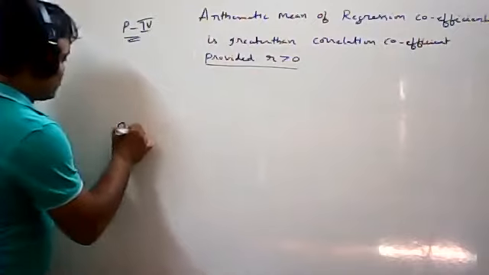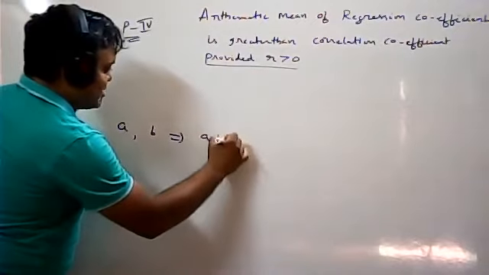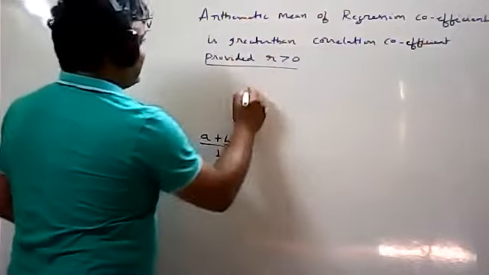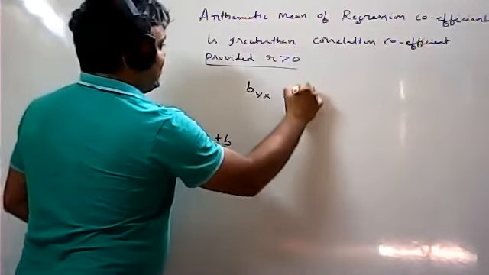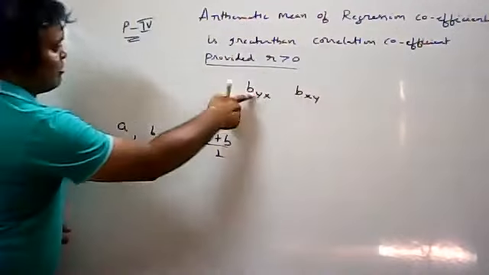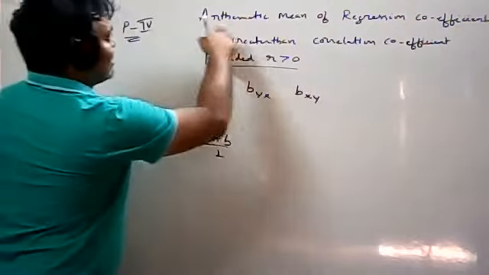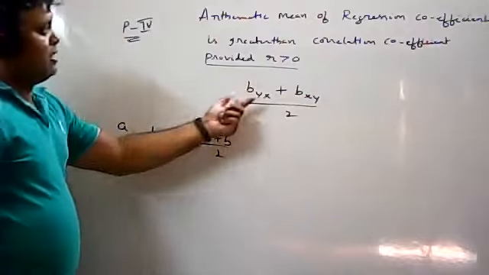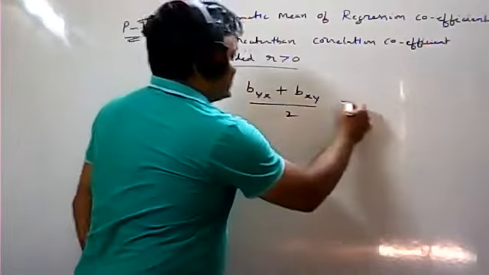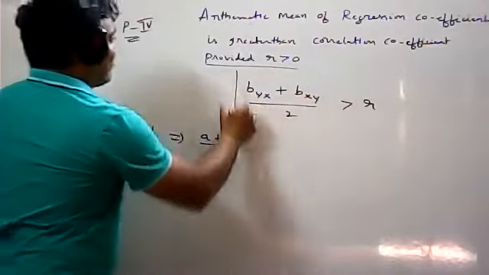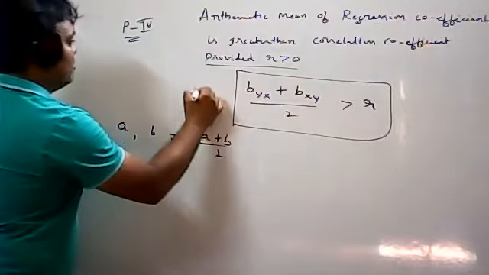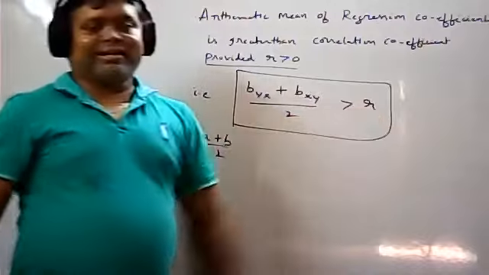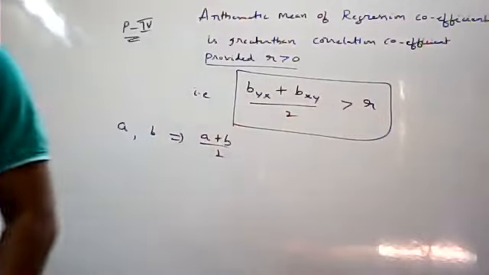So all of you know, a and b are two values. How to calculate the arithmetic mean? (a plus b) by 2. So how many regression coefficients are there? Regression coefficients byx and bxy. So in place of a we have byx, in place of b we have bxy. Arithmetic mean of regression coefficients means (a plus b) by 2. So the arithmetic mean of regression coefficients is greater than the correlation coefficient. This you have to prove. That is, (byx plus bxy) by 2 is greater than r.